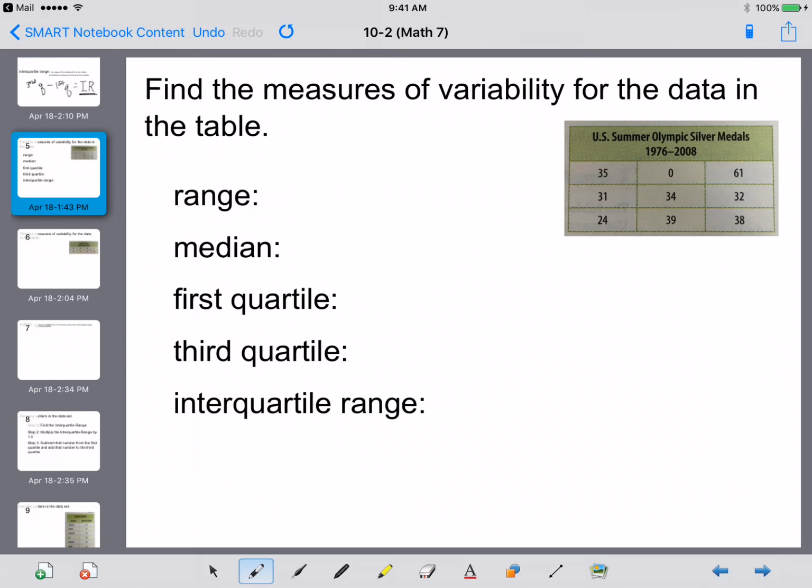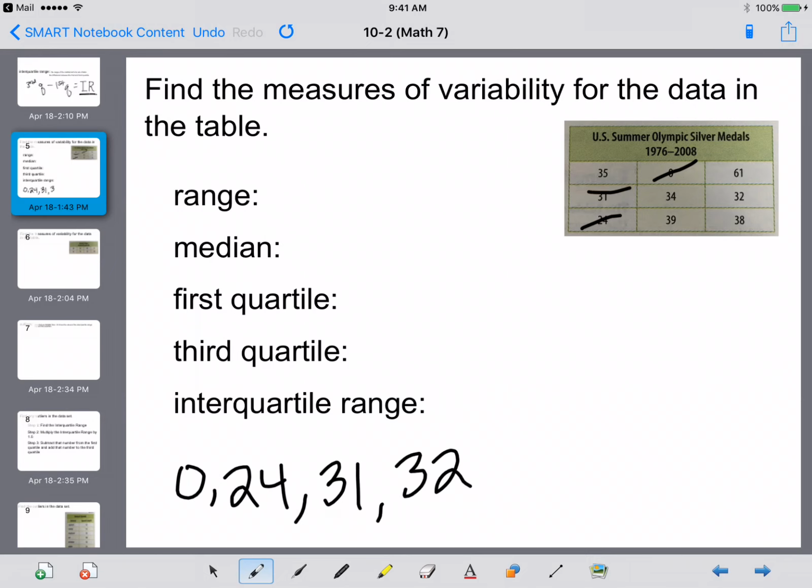So what we want to do here is find the measures of variability for the data in the table that's given here, which is the U.S. Summer Olympics silver medals from 1976 to 2008. So the first thing that you always want to do is put this data in order. So I've got 0, let's see what else, 24. And notice how I'm crossing them off as I write them down so that I make sure to get every single number.